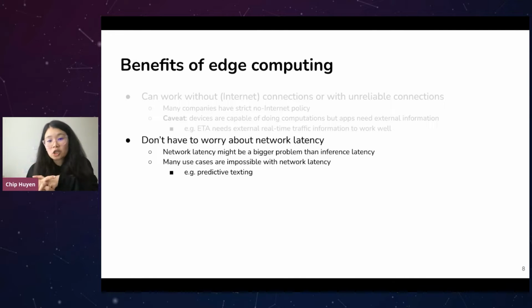Another nice thing about edge computing is that you don't have to worry about network latency. If you have a model on the cloud somewhere, first you have to send the data, like the query, from the device to the server, then the server generates predictions, and then you send the prediction back to the device. It's a round trip, and it can be very slow. I have seen a lot of applications where the network latency is actually the bottleneck, and not the inference latency of the model.